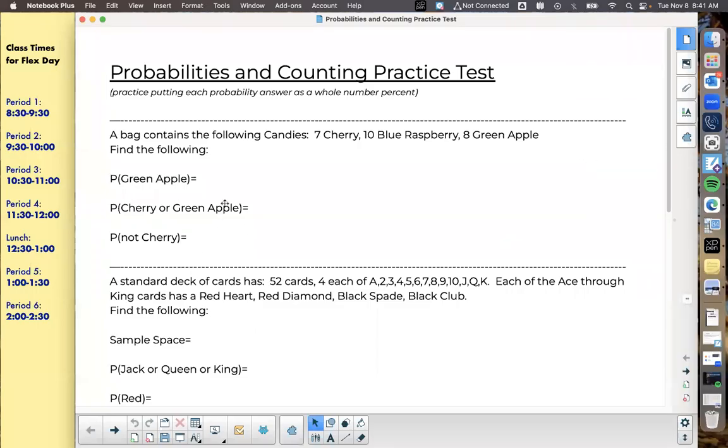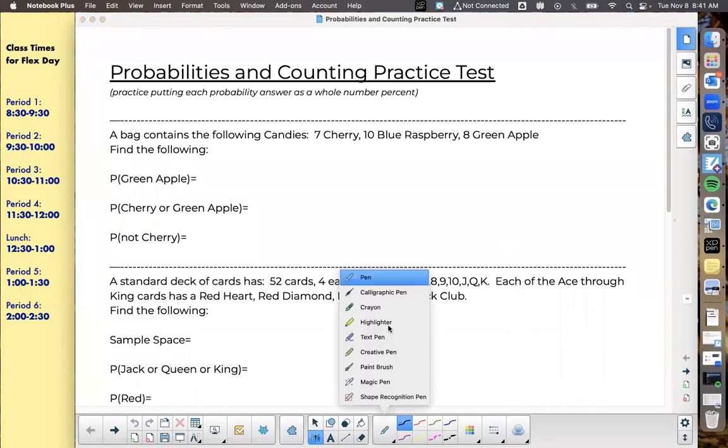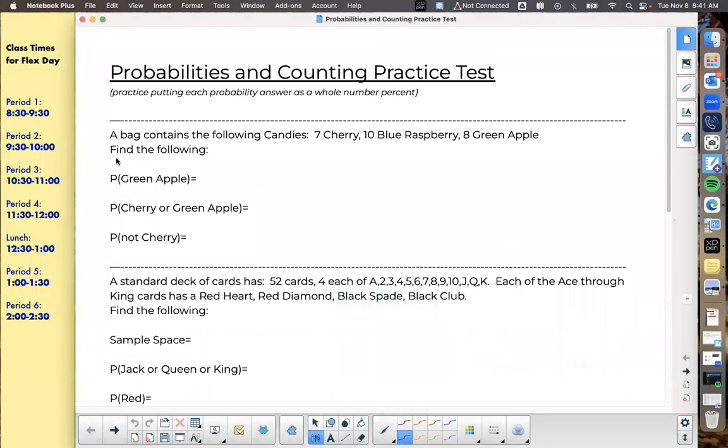Okay, a bag contains the following candies: 7 cherry, 10 blue raspberry, 8 green apple. Now, this little P symbol means probability.